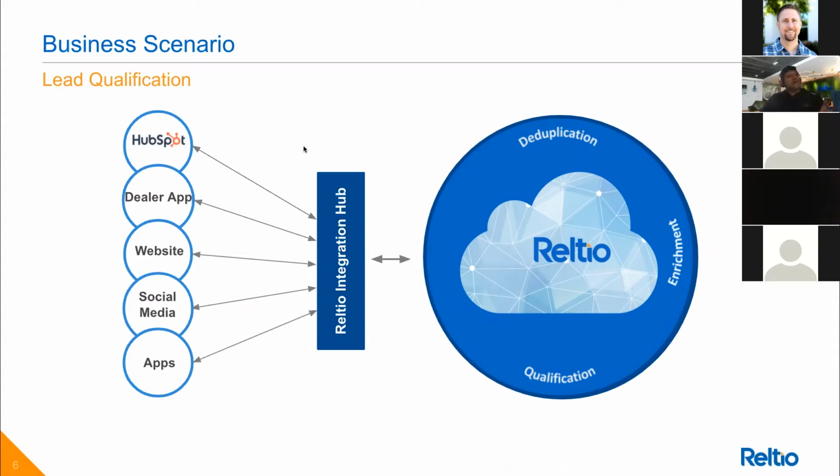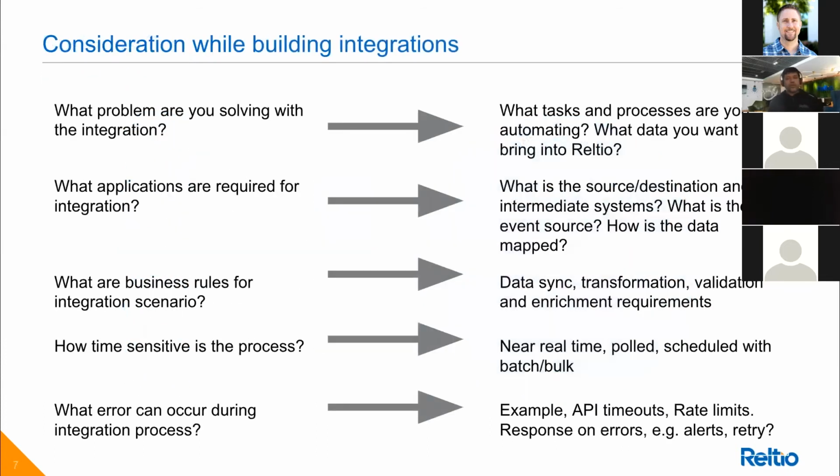Right. So before I jump onto the system and show how you build these integrations, there are certain aspects that we need to consider while building them. And this is general guidance on a high level, but might change based on the scenarios that you have. So the first thing, before you try to build this integration, is to ask yourself or ask your business what problem you are going to solve with this integration. Which would lead to a few answers, like what tasks and processes are you automating? What is the data that you want to bring into Reltio? So this would basically give you some guidance on the problem being solved.